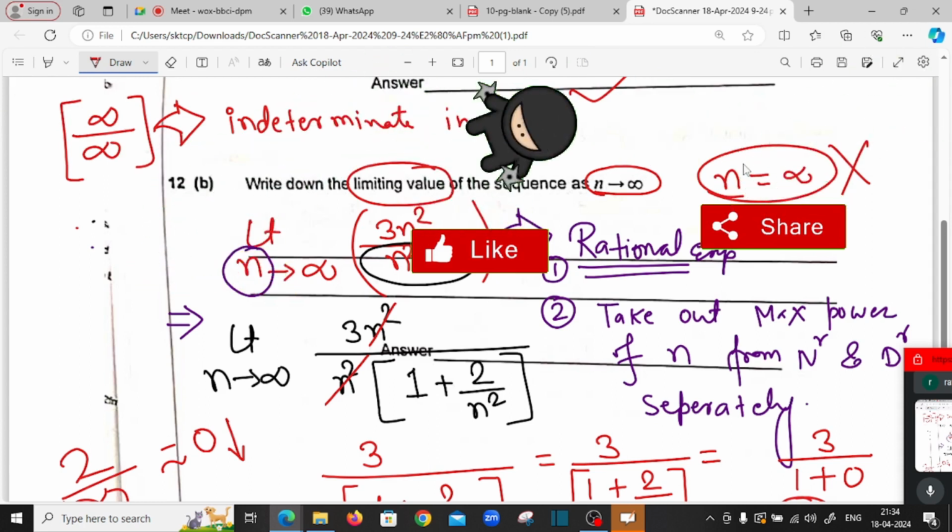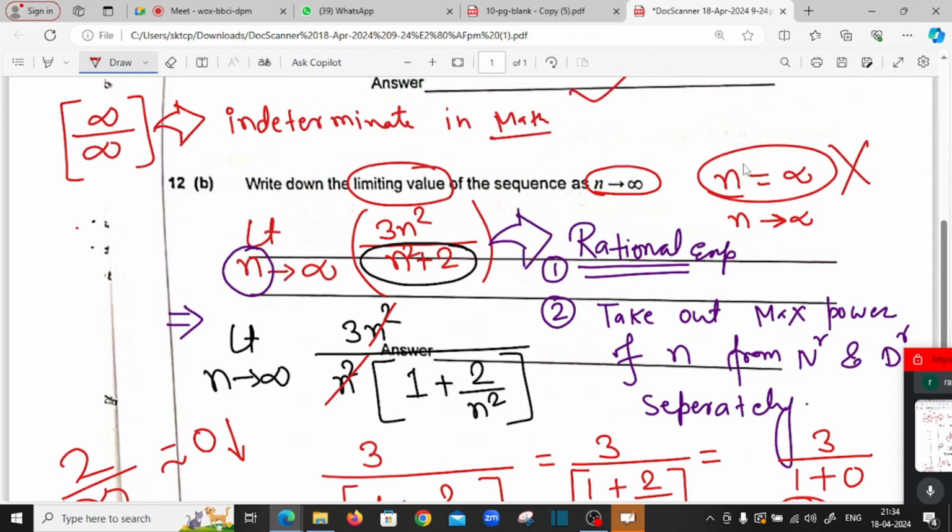What is the indeterminate form and what are the indeterminate forms? I have a YouTube video whose link I will share after the class. Is it okay? That's very important. Any doubt till here?